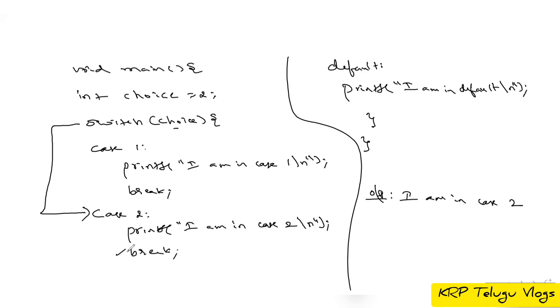Sir, if choice is 3, here case 1, case 2 only present, then it will print default, sir. I am default. Other than 1 or 2, if you give any value, then it will go to default. Clear? Sir. Just note down this.